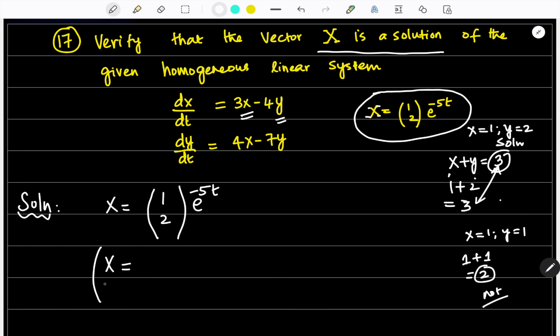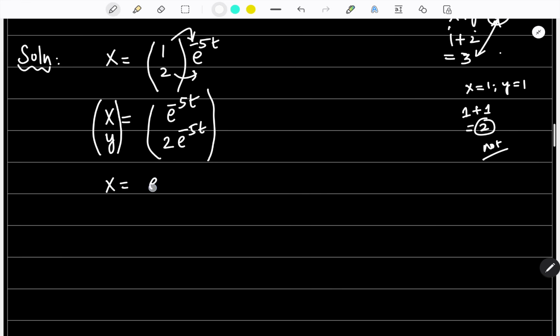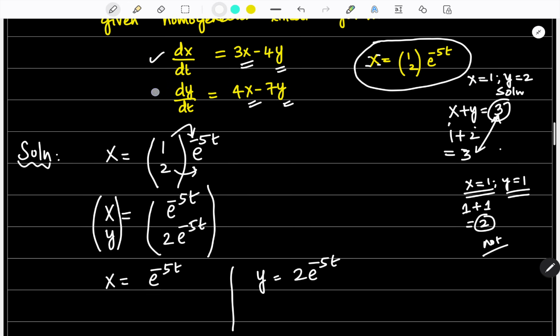Capital X is nothing but x and y, because the variables are x and y. This will be 1 times e power minus 5t and 2 times e power minus 5t. So it means your x is equal to e power minus 5t and y is equal to 2 e power minus 5t. You need to check this is the solution for these two equations. Two equations together we call a system of equations.